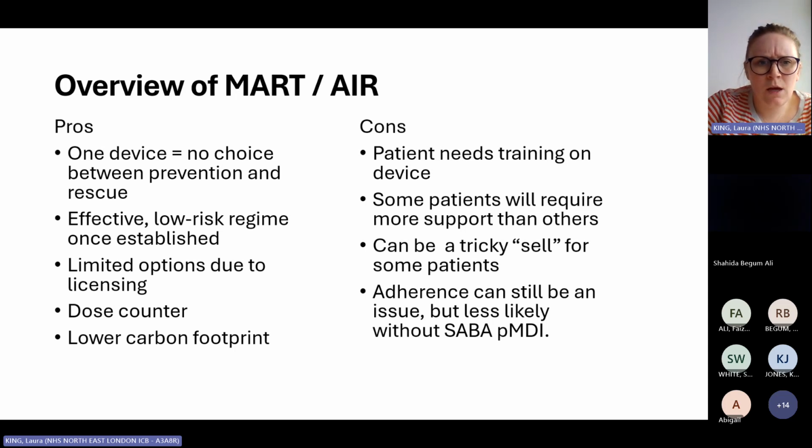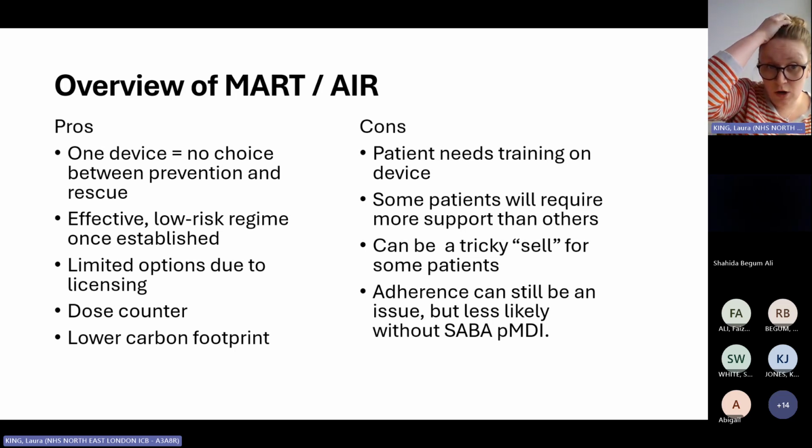In summary, we've got pros on the left, we've got cons on the right. I think we've gone through these already. The one device is no choice. Effective low risk regime. It really is low risk. It's really risk averse actually. Once established, we've got limited options, as I've said. Dose counter is a winner.